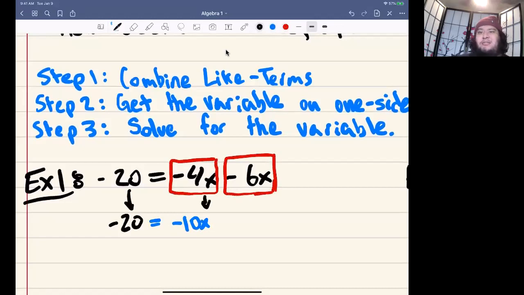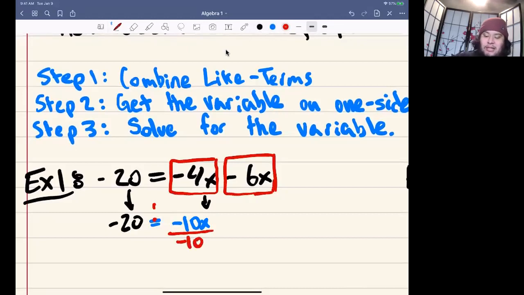The next thing we're going to do is get this x by itself. He says, let's get the variable on one side. We already have it on one side. Great. Doesn't matter if it's left or right. It's all the same to me. So to get this x by itself, we have negative 10x. We know that because there's multiplication here, we're going to have to divide. What are we going to divide by? We're going to divide by this negative 10.